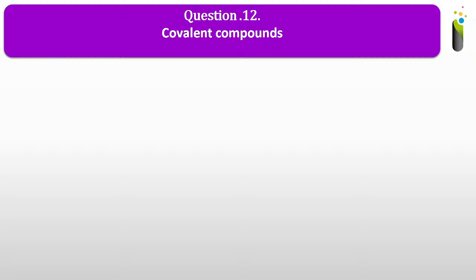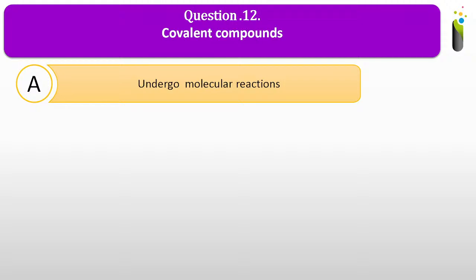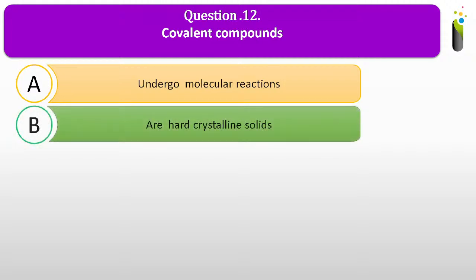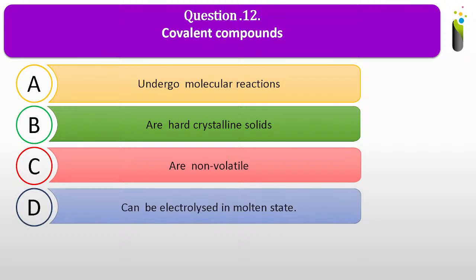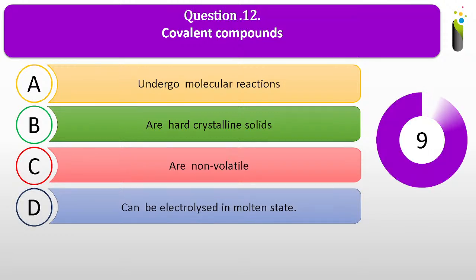Covalent compounds dash. Try to recollect what are covalent compounds. So covalent compounds dash. A. Undergo molecular reactions. B. Are hard crystalline solids. C. Are non-volatile. D. Can be electrolyzed in molten state.